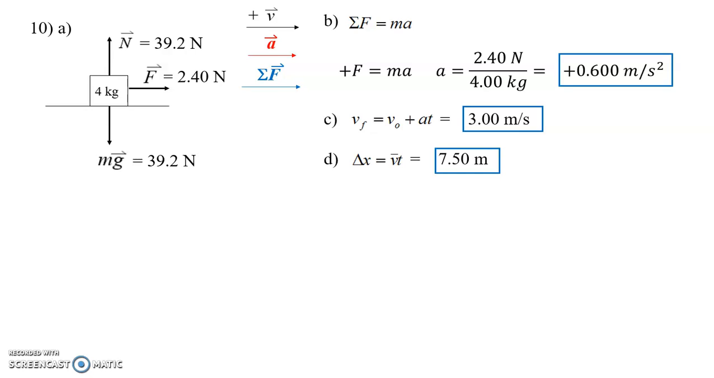Now of course you can do delta x equals v naught t plus half a t squared. You can do delta x equals v_f squared minus v naught squared over 2a. Any of those is fine. You should be getting 7.5 meters no matter how you do it.